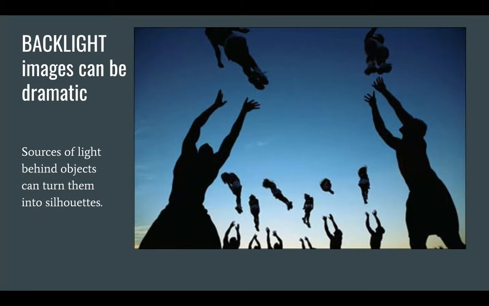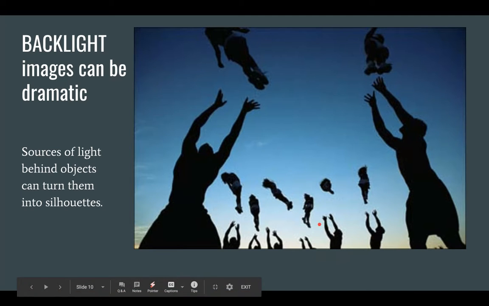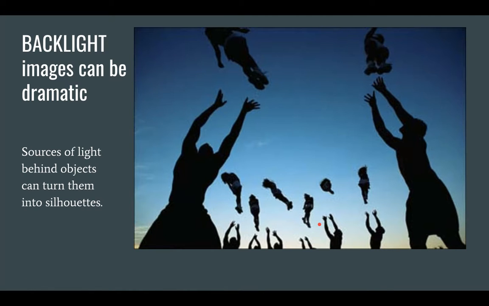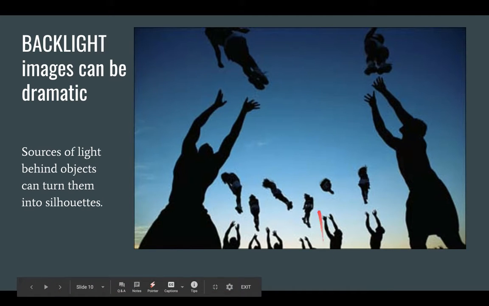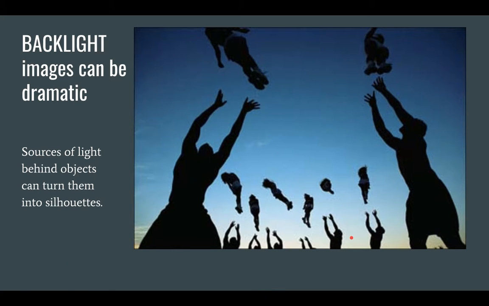Backlighting can be really dramatic. If your source of light is behind your subject, so the light was probably the sun and was placed somewhere down here, then you'll get these really cool backlit images. To make a backlit image, make sure that whatever you're turning into a silhouette has an interesting shape. For instance, a backlit rock is going to be pretty boring. But if you have some interesting action or interesting shapes, then a silhouette can be really beautiful.